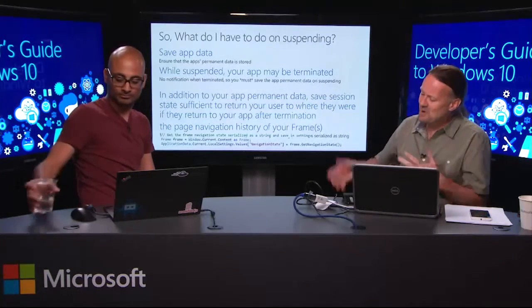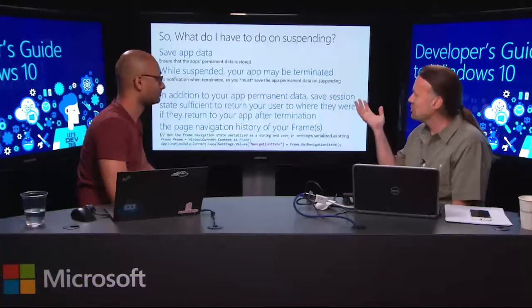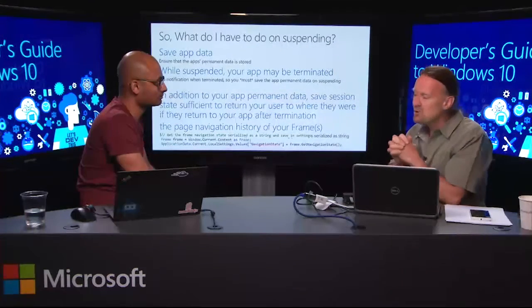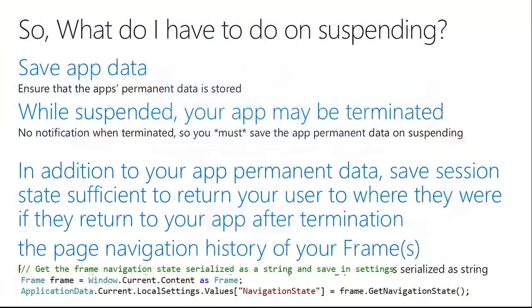So let's just recap then. Given what we know now, what actually do we have to do on suspending? Sure, we need to make sure, it's your last chance, that the app's permanent data is sound, is secure. But of course we do know now that you may be terminated while suspended, and you don't get a notification, so that's, again, drilling home why you have to make sure that the permanent data is solid. But in addition to that, we need to save our session state sufficient to return a user to where they were if they return to your app after termination. With qualifications about how long it is, and you might want to throw it away and all this kind of thing. But in general, asterisks. Yeah, in most cases.